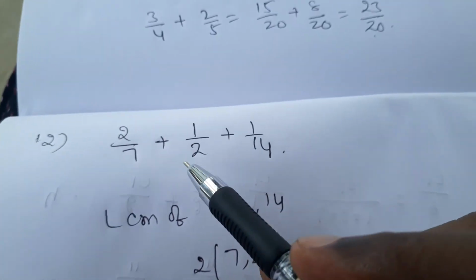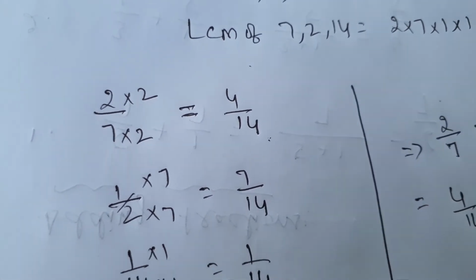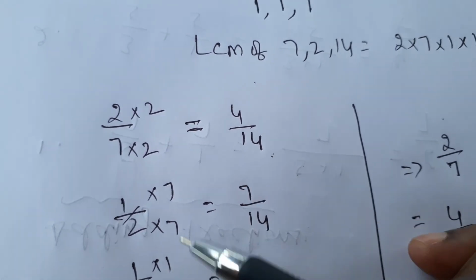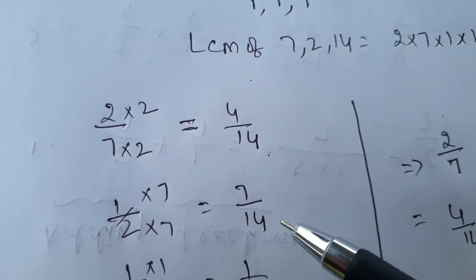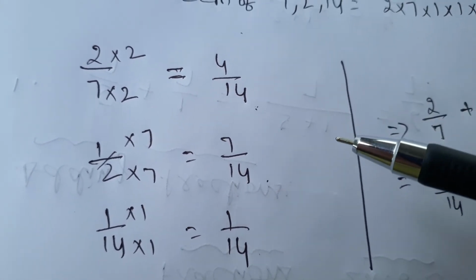Now another fraction, the second fraction, is 1 by 2. That also we make the denominator 14. How to make denominator 14? Multiply with 7. Multiply numerator and denominator with the same number, then you will get an equal fraction. So 1 by 2 equal fraction is 7 by 14.